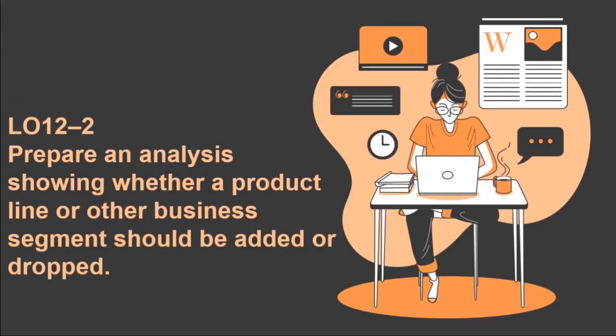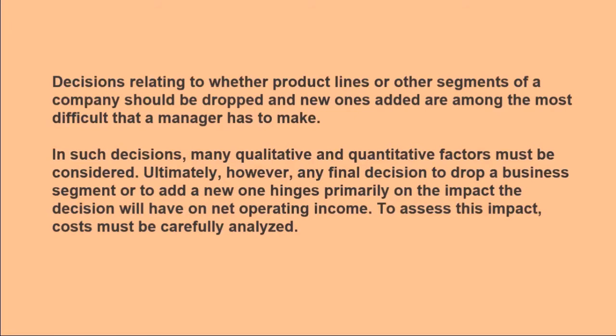In LO12-2, prepare an analysis showing whether a product line or other business segment should be added or dropped. Decisions relating to whether product lines or other segments of a company should be dropped and new ones added are among the most difficult that a manager has to make. In such decisions, many qualitative and quantitative factors must be considered. Ultimately, however, any final decision to drop a business segment or to add a new one hinges primarily on the impact the decision will have on net operating income. To assess this impact, cost must be carefully analyzed.